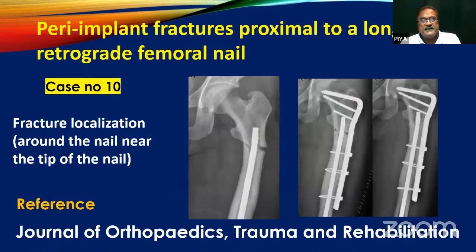Another example, you can see a peri-implant fracture proximal to a long retrograde femoral nail, unlocked nail. There is an empty hole of the screw at tensile stresses. Ultimately, the fracture has occurred, maybe a typical fracture, around the nail, near the tip of the nail. And this is taken from the Journal of Orthopedic Trauma and Rehabilitation, just to show that the fracture after a retrograde nailing can occur at the screw hole junction if they are kept empty or if they are locked. You can get it at the tip, at the intertrochanteric level. Ultimately, the author has revised with the condylar blade, keeping the nail in situ and aligning the fragment.